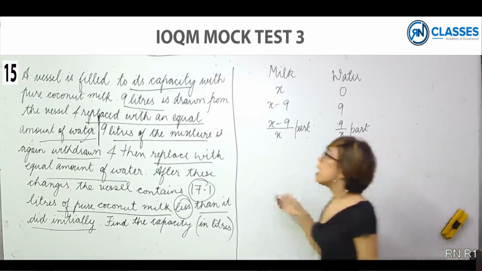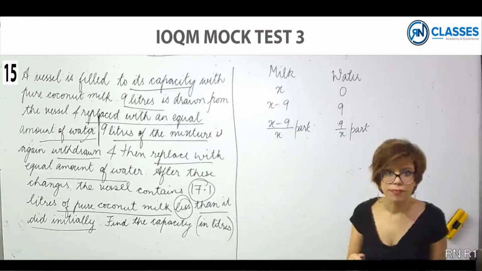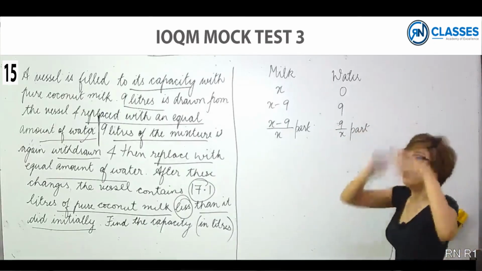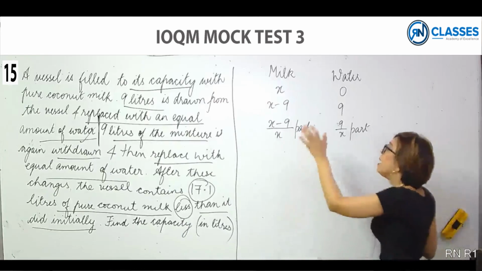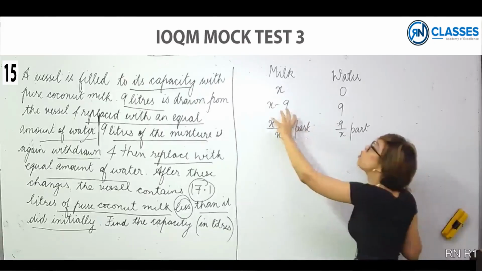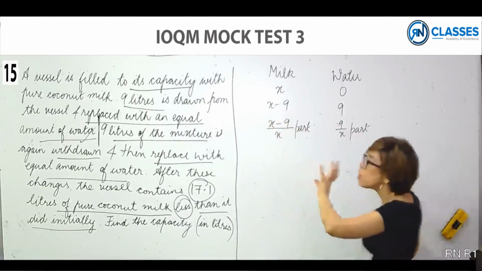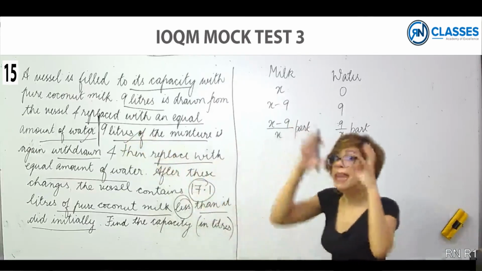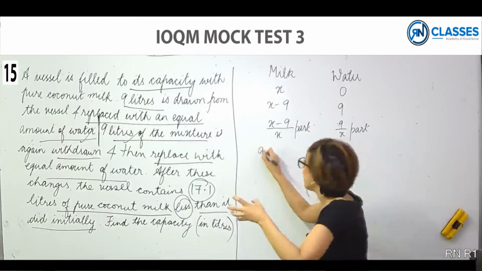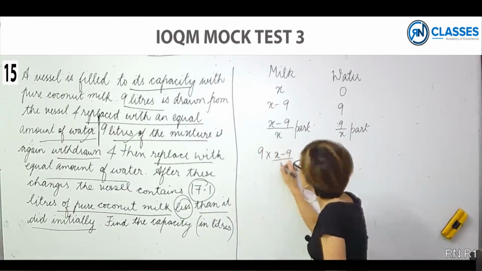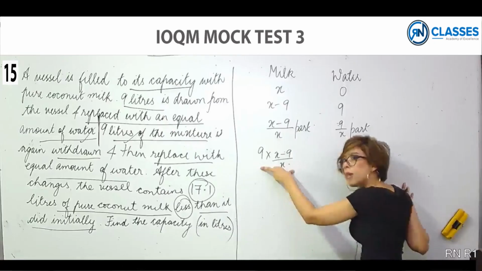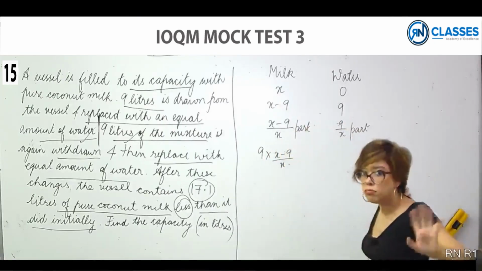Okay. Now he says 9 liters of mixture is withdrawn, right? So obviously some milk would be taken out of that mixture and some water would be taken out, right? Now I know that in each one, in the entirety of one, I have this much part of milk, right? Now how many liters do I need to withdraw? 9. So in 9, how many parts of milk will be taken out? Right? That would be 9 into X minus 9 divided by X. Because in 1, I had this much part, right? In 9, I would have this much part. Now this much has been taken out, right?